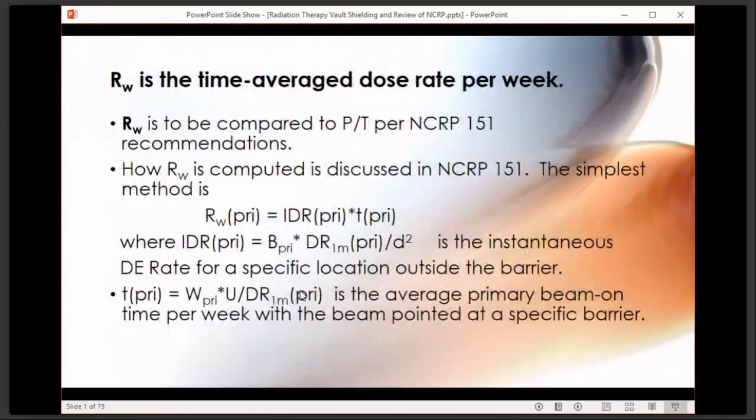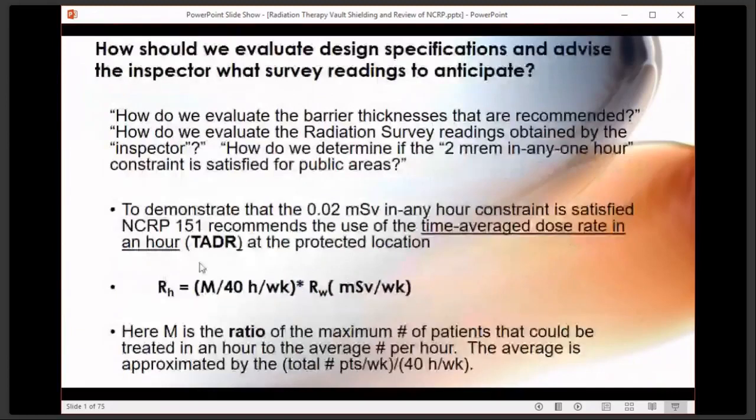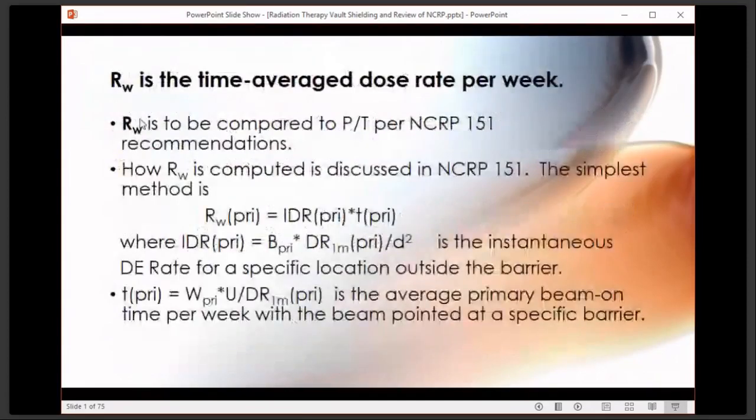So that RH is used to make that assessment. This should be less than 0.02 millisieverts in any 1 hour. RW, on the other hand, the time average dose rate per week, is the quantity NCRP recommends to compare with the T over T ratio, or you could say RW times T should be less than or equal to P.